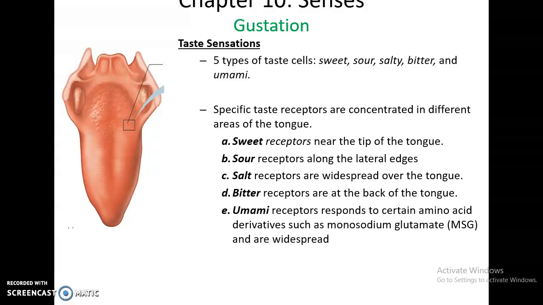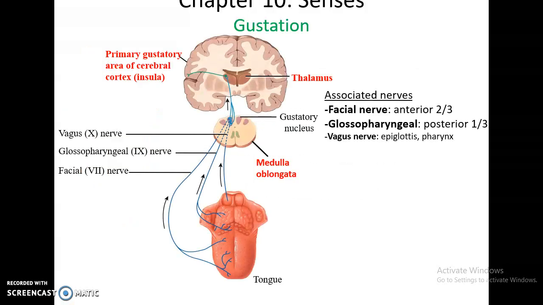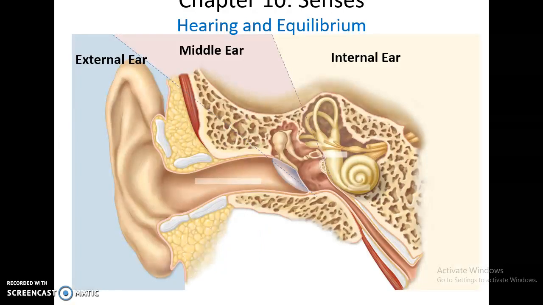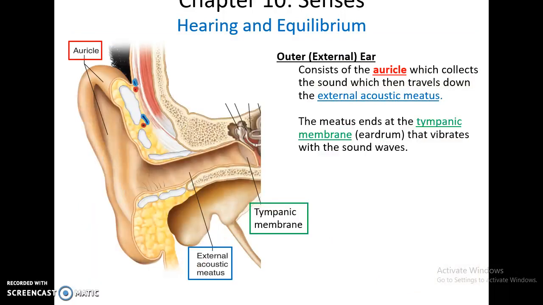Umami, by the way, is the sensation of meatiness, and it is actually signaled by a derivative of amino acid called monosodium glutamate. The taste sensation goes through the facial nerve for the anterior 2/3 of the tongue and the glossopharyngeal nerve, the posterior 1/3, through the thalamus and to the primary gustatory area in the insula. Hearing and equilibrium. It turns out hearing and equilibrium are localized to the internal ear.